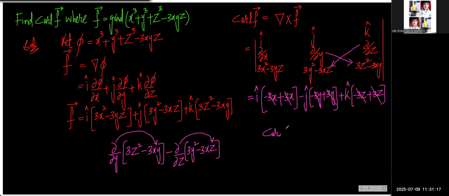Curl equal to 0 vector. And one more result is also being proved here: F is irrotational. If the answer is 0, we are concluding one more result. F is irrotational.